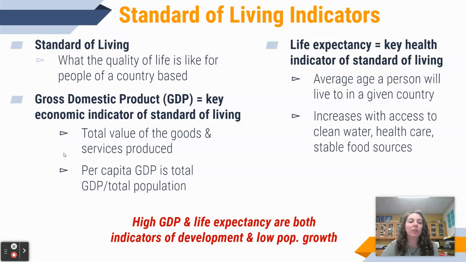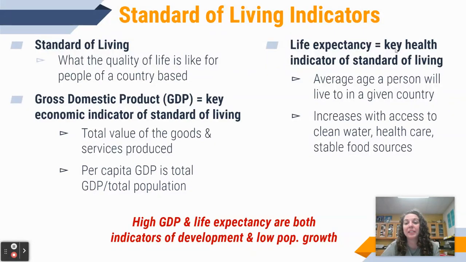So the first one we're going to look at is GDP, or gross domestic product, and that's a very important economic indicator that determines what the standard of living is. This is just the total value of the goods and services produced by that country. We typically calculate this per capita, or per person. So it's the total GDP per the total population.